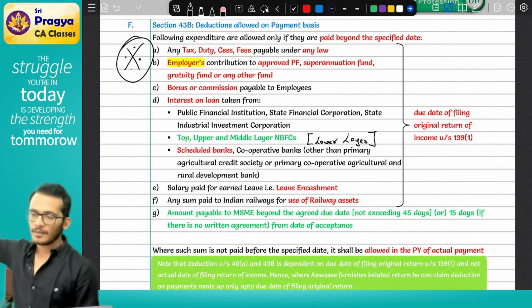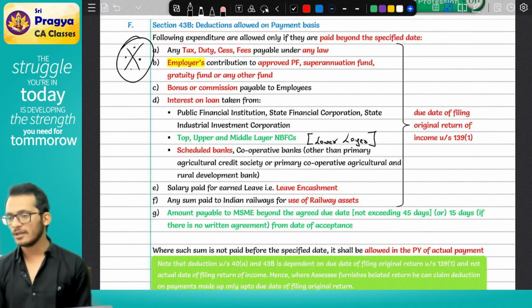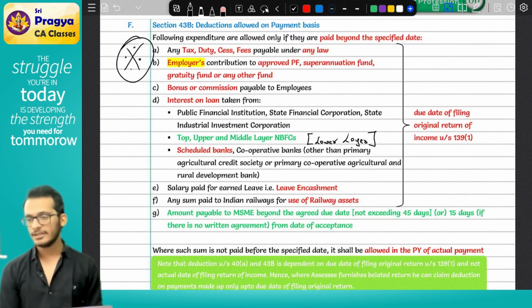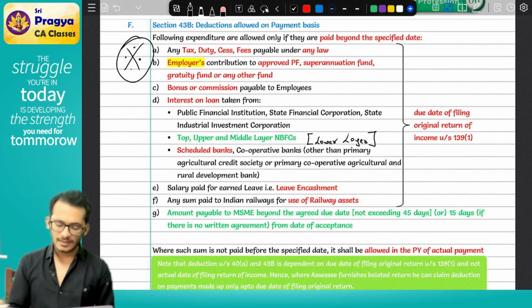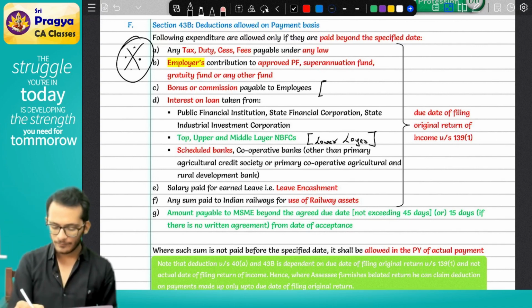Now understand, both bonus and commission are fixed payments or contingent payments? They are contingent payments because it depends on your performance. Which means what is not covered? Fixed payments are not covered.